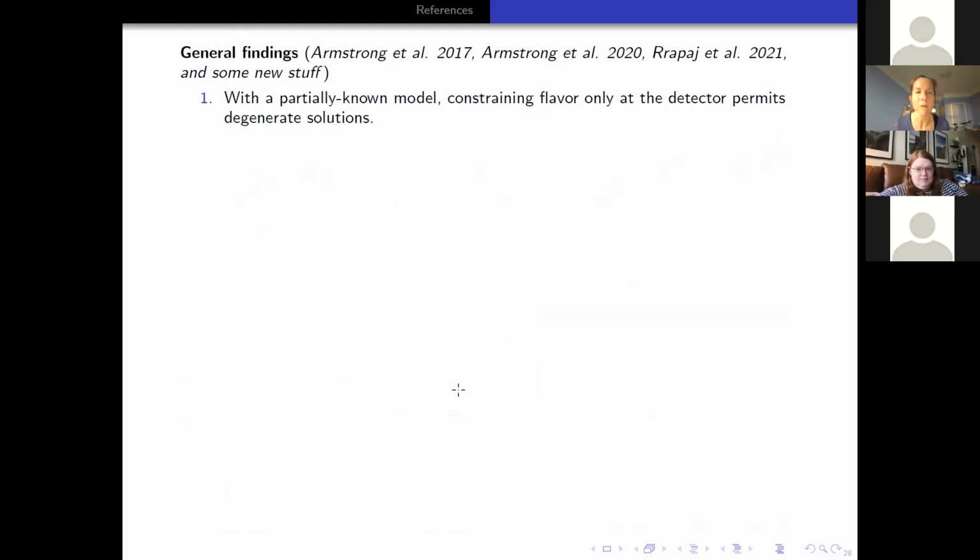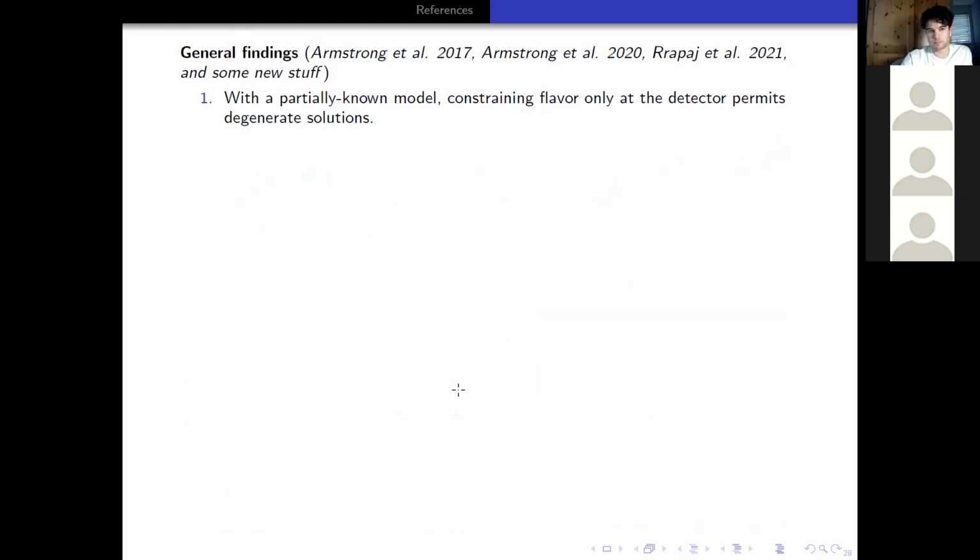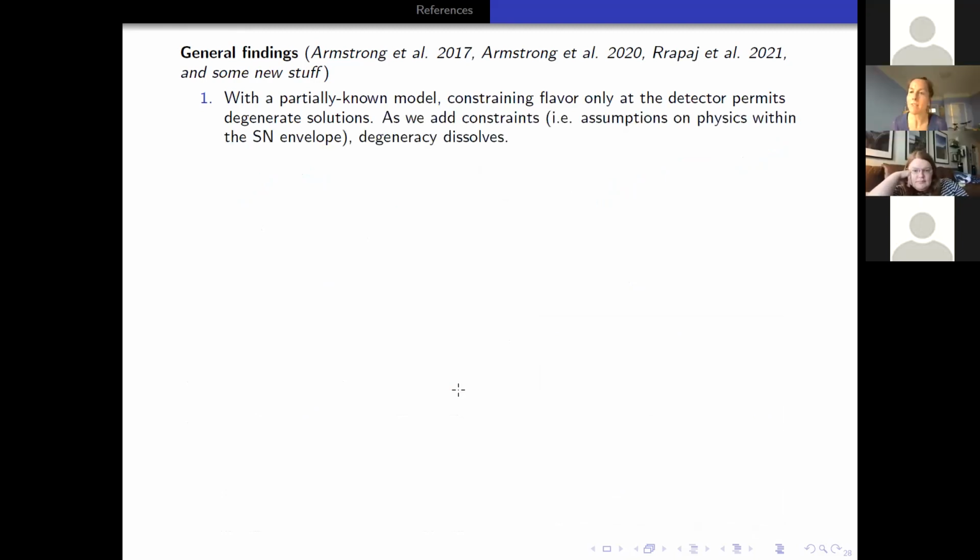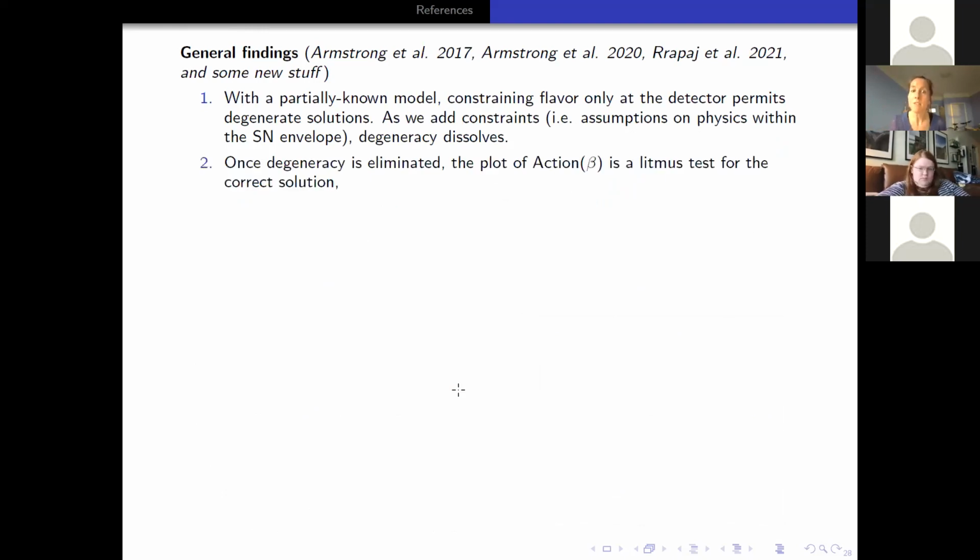So 7:30, okay. General findings, I'm going to go through this rather quickly. With a partially known model, and what I mean by that is any parameters of the model are unknown, constraining flavor only at the detector permits a high degeneracy of solutions. That is, multiple solutions are possible. That's not unexpected. But as we add constraints, that is hypothetical what-if physics scenarios at locations within the envelope, the degeneracy dissolves. And once it dissolves, you can use that plot of the action as a litmus test for the correct solution to save a lot of time.